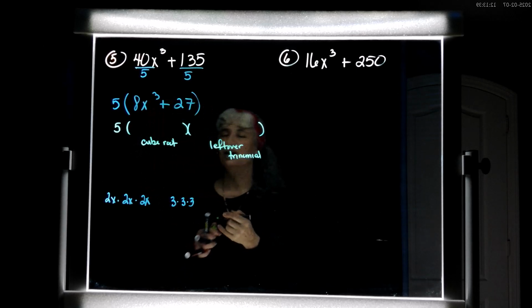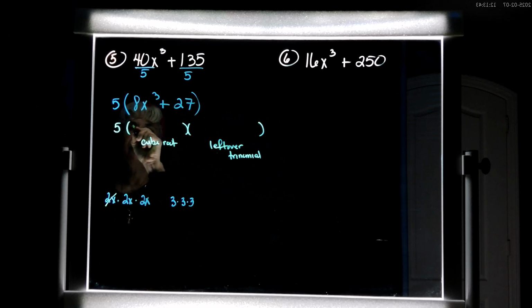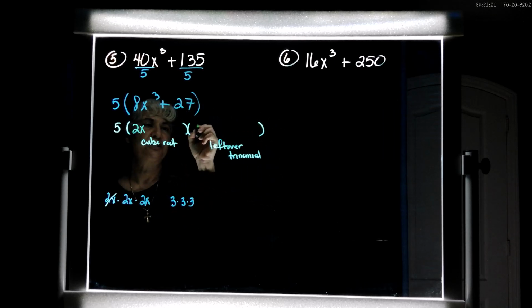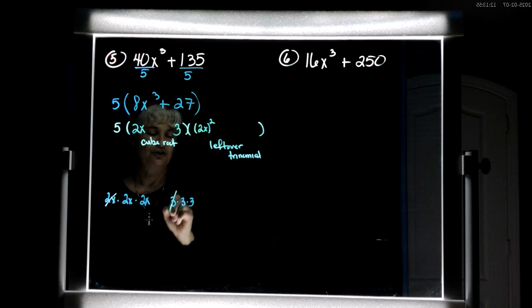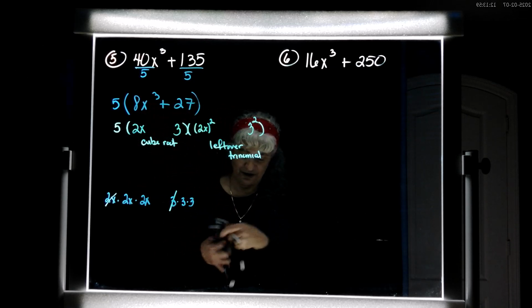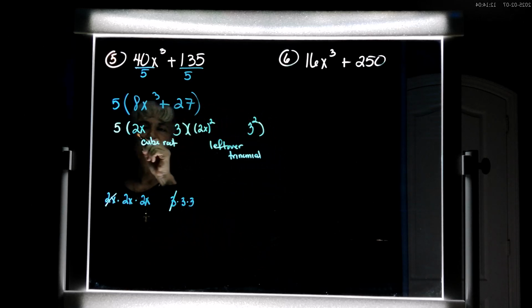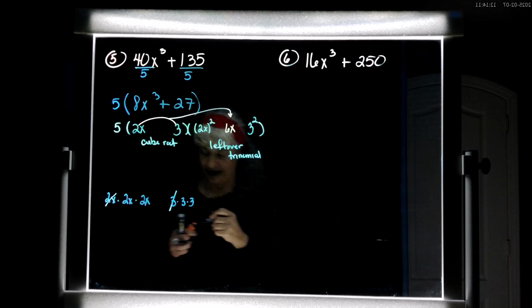Excellent. All right, so talk to me. Yeah, the cubed root of 8x to the third is 2x. I used one of them. You have 2 left over. Cubed root of 27 is 3. You used one of them. You got 2 left over. Good. This is a trinomial. Right. Look at what's in the cubed root. 2x multiplied by 3 gives you 6x. Excellent.